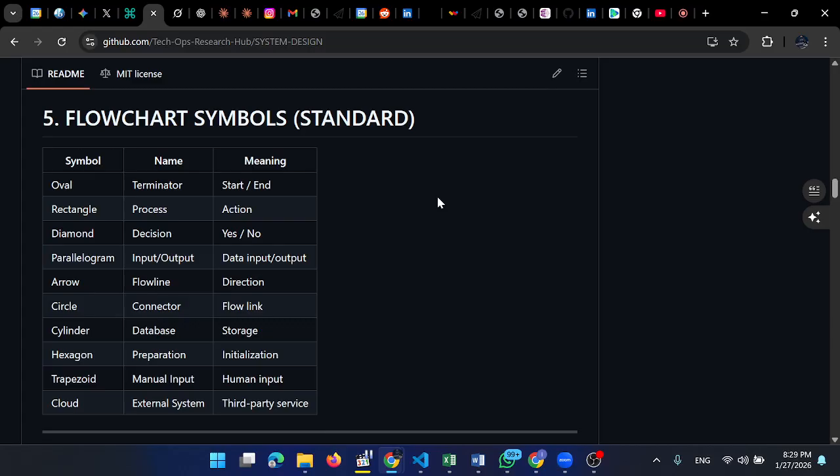Parallelogram means input or output, or rather data input or output. Then arrow means flow line or direction. So arrow basically just shows the direction of something from one end to another. Then we have circle. So circle basically is a connector. It's more of a flow link. Then we have cylinder. Cylinder basically is a database.